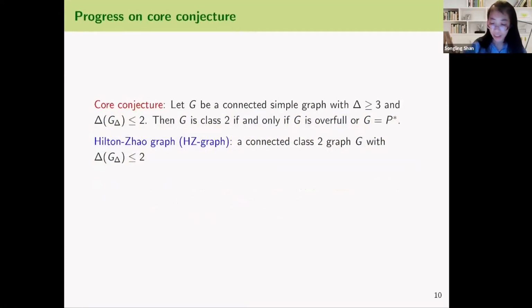To state it more easily, we will call what is called a Hilton-Zhao graph, so an HZ graph, which is defined as a connected class 2 graph with the maximum degree of its core to be at most 2.